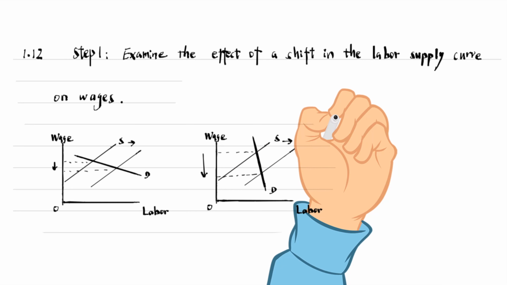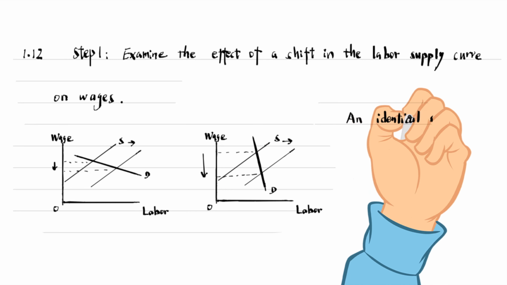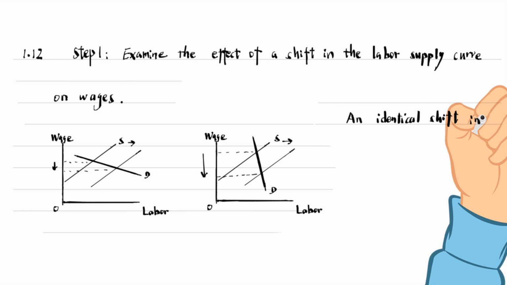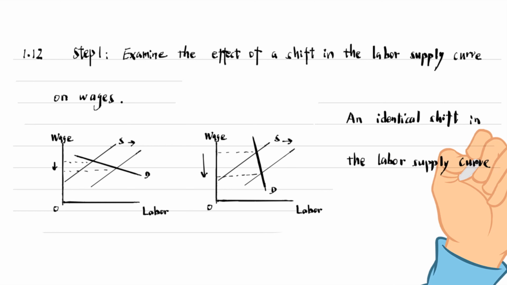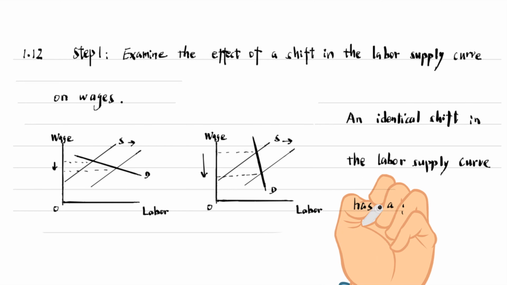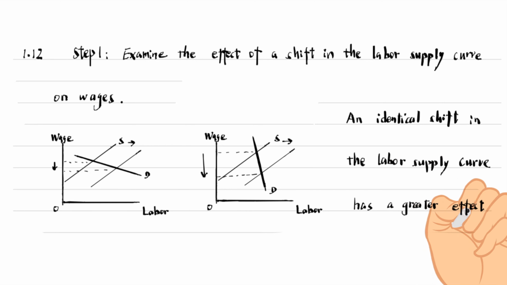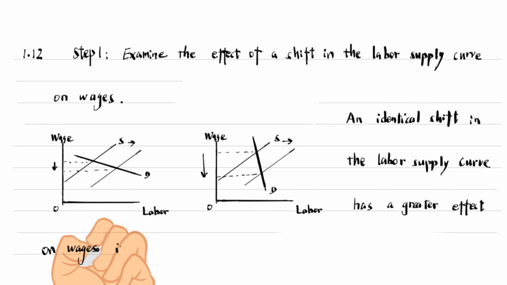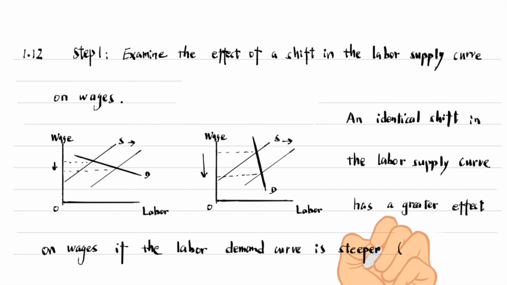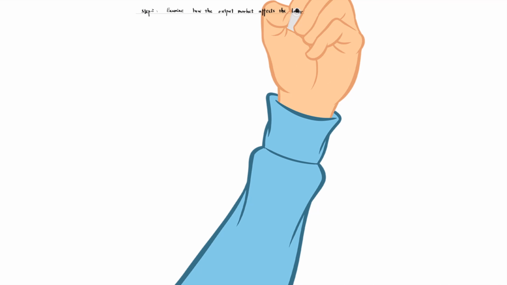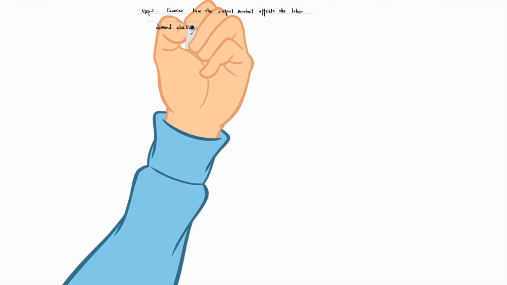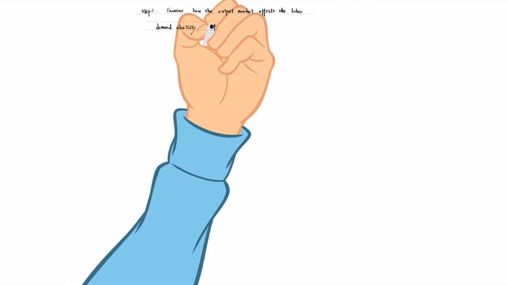First, the graphs show that an identical shift in the labor supply curve has a greater effect on wages if the labor demand curve is steeper or less elastic. In the second step, we determine how the output market structure affects the labor demand elasticity, or the shape of the labor demand curve.